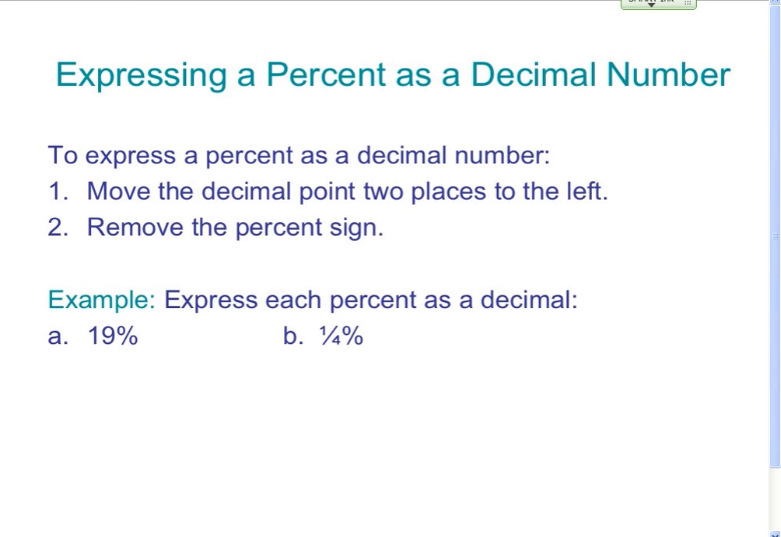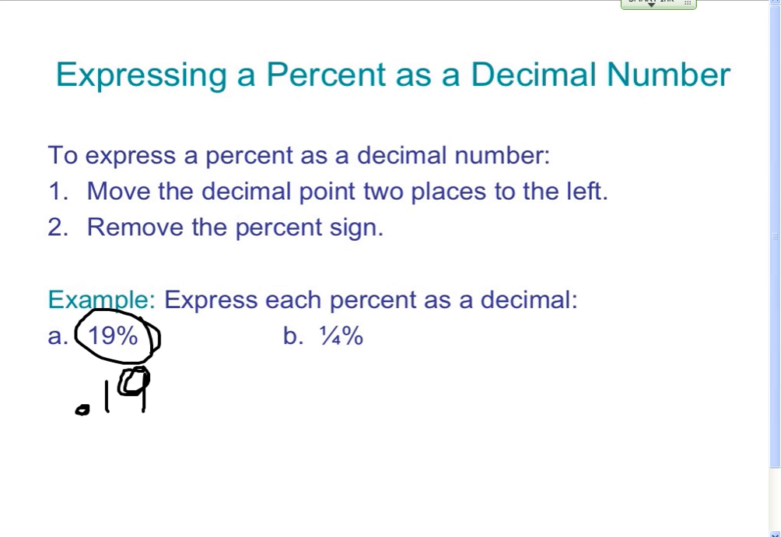If I want to go in the opposite direction, suppose I have 19% and I want to write it as a decimal, just move the decimal place 2 places to the left. So 19% as a decimal is 0.19.